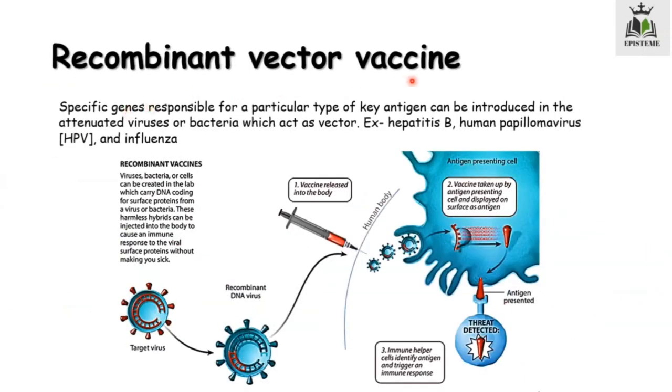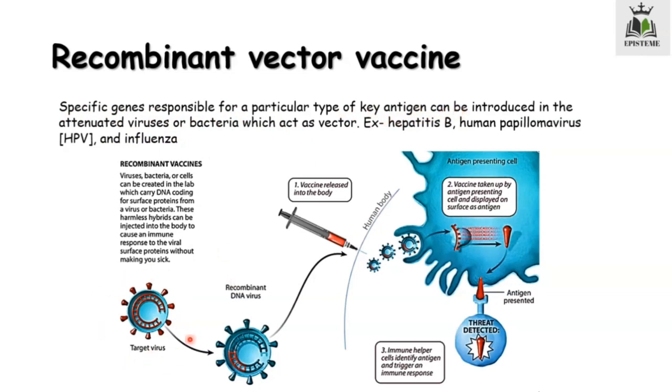Next we have the recombinant vector vaccine. Here, specific genes responsible for a particular type of key antigen can be introduced into the attenuated virus or the bacteria which act as the vector. So here we use weak bacteria or virus as vectors, and inside this bacteria or virus we introduce a specific gene that codes for a specific antigen.